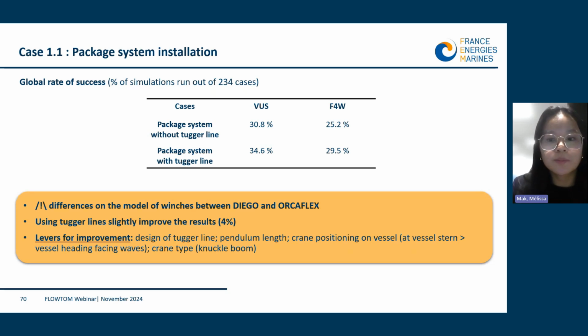We could also extend the crane wire to shift the pendulum period. We could also change the position of the crane on the vessel and also choose another type of crane. Because we chose a straight crane, we could choose a knuckle boom crane.